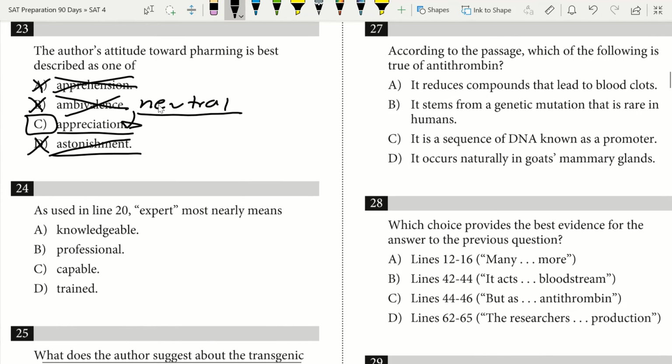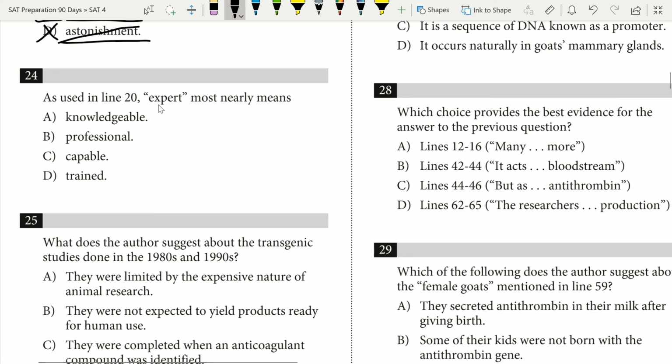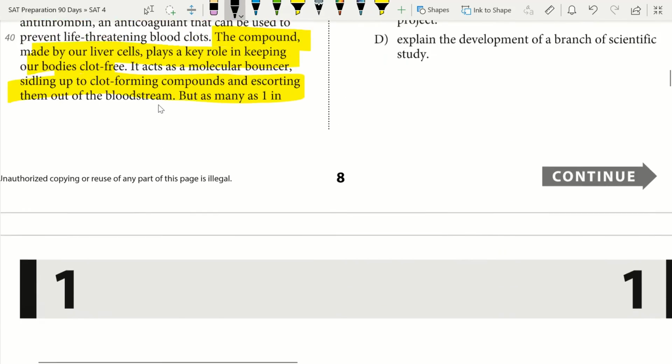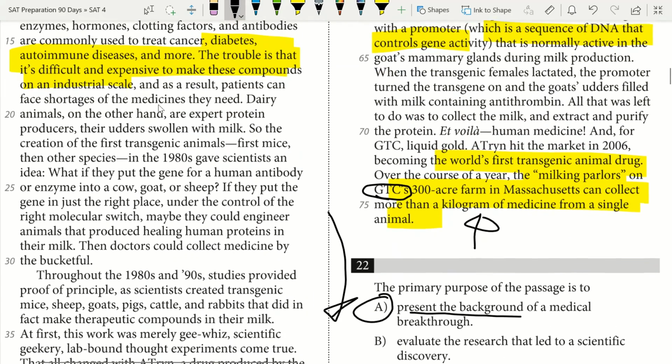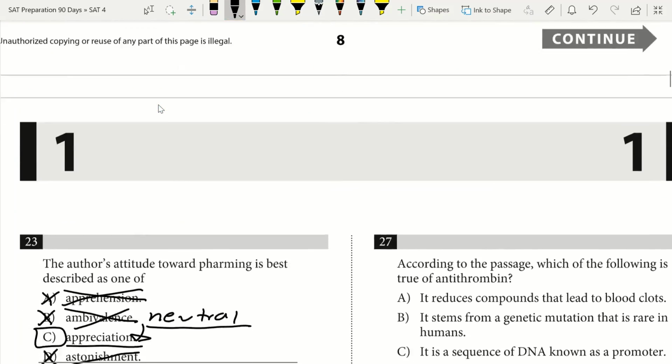All right, 24. As used in line 20, expert most nearly means what? Well, let's go take a look at line 20 and see what we think expert would mean, because that's a words in context question. So we have dairy animals, on the other hand, are expert protein producers. Well, a good word there would be excellent protein producers. Let's see if we have anything like that.